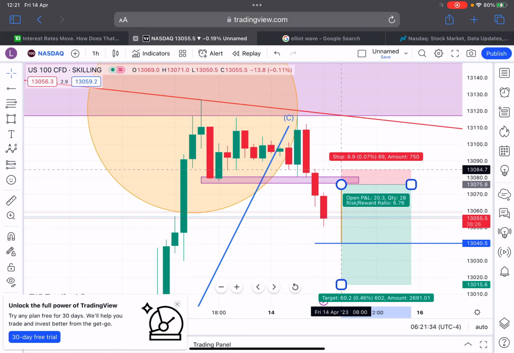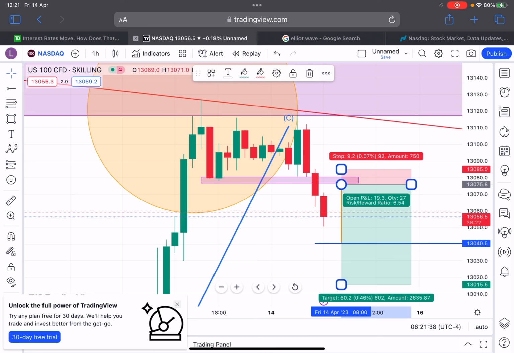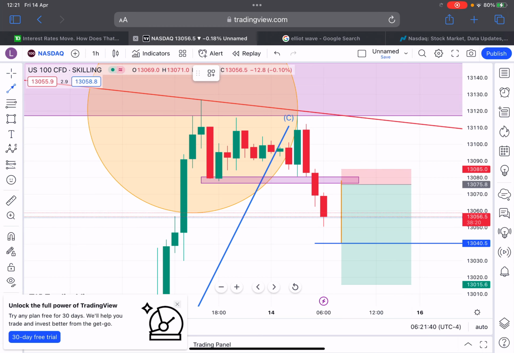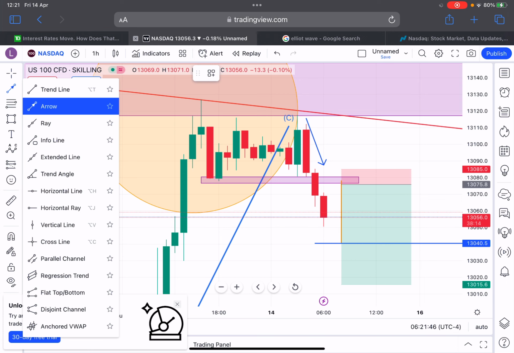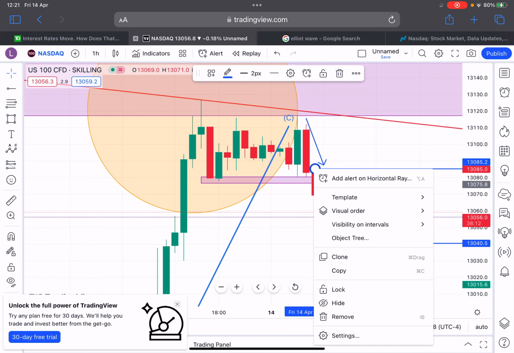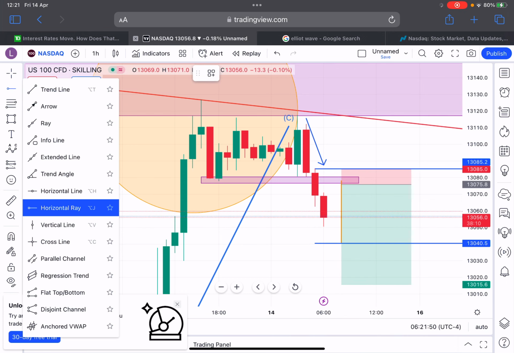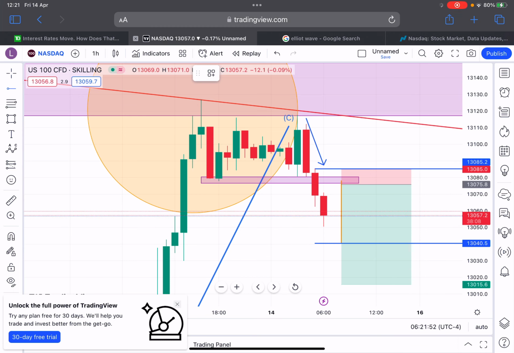I could have used this price as my stop loss, and then this price that is right here will be my take profit.